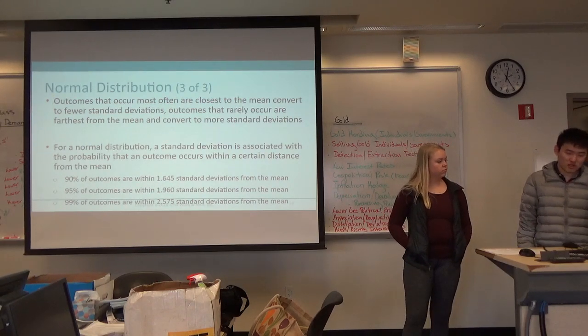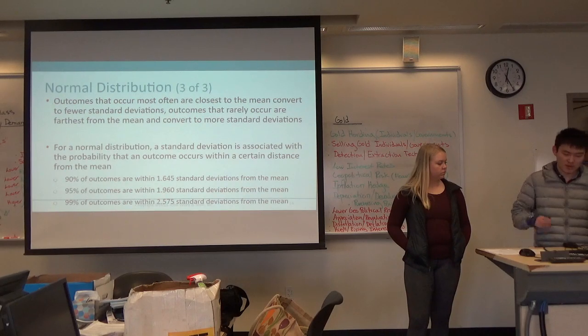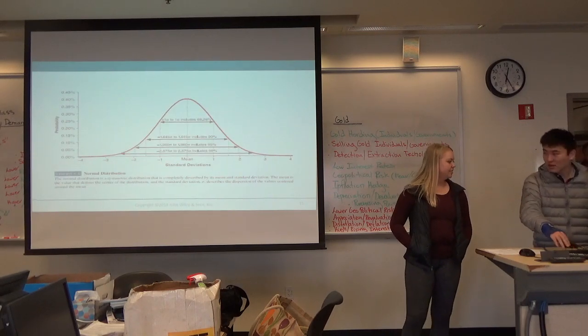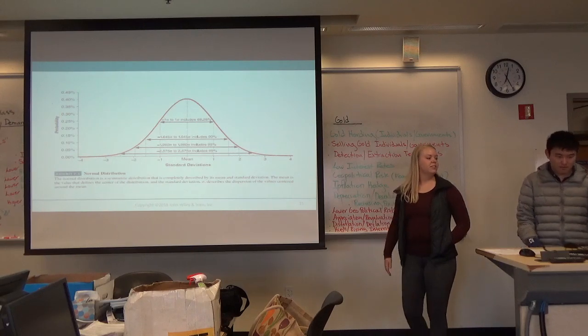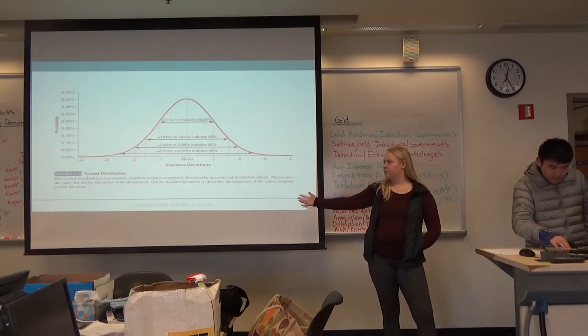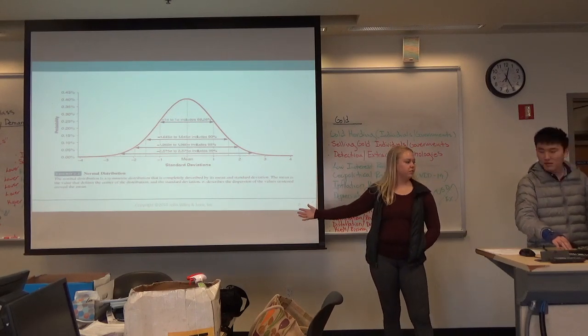For a normal distribution, standard deviation is associated with the probability that an outcome occurs within a certain distance from the mean. 90% of the outcomes are within 1.645 standard deviations of the mean. 95% of the outcomes are within 1.960 standard deviations of the mean. And 99% of outcomes are within 2.575 standard deviations of the mean. So this is just an example of what a normal distribution looks like. It's a standard bell curve.